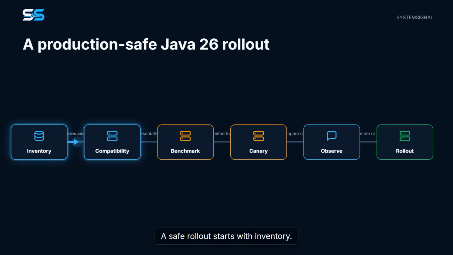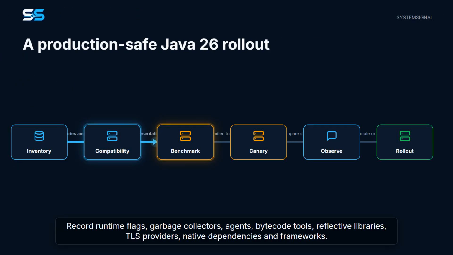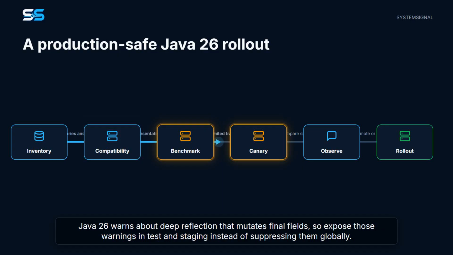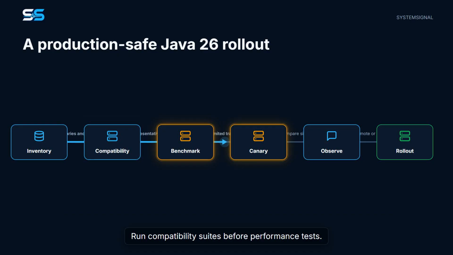A safe rollout starts with inventory. Record runtime flags, garbage collectors, agents, bytecode tools, reflective libraries, TLS providers, native dependencies, and frameworks. Java 26 warns about deep reflection that mutates final fields, so expose those warnings in test and staging instead of suppressing them globally. Run compatibility suites before performance tests.